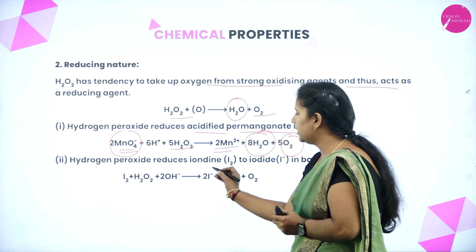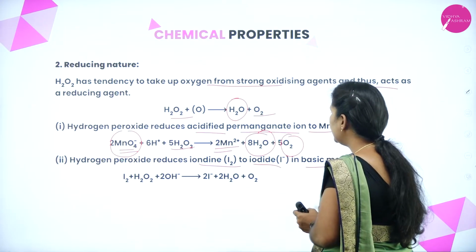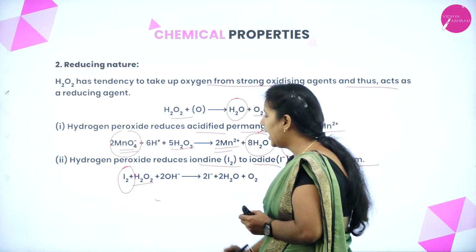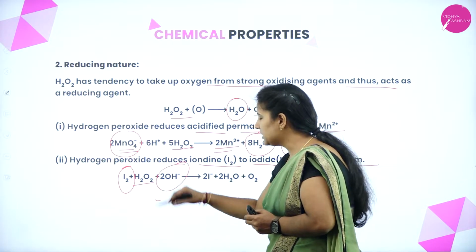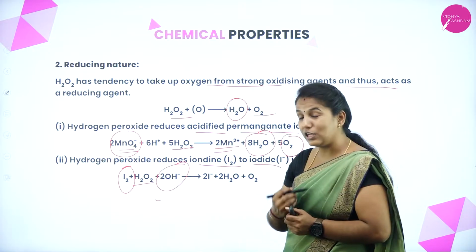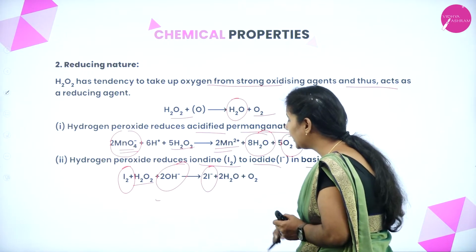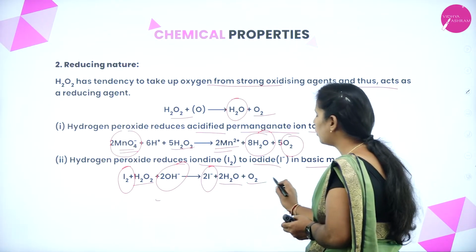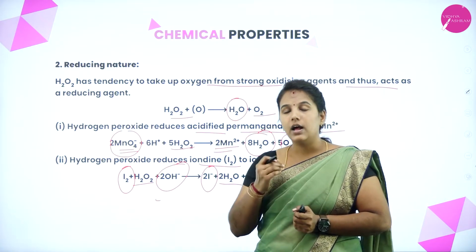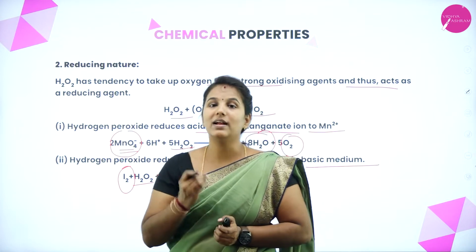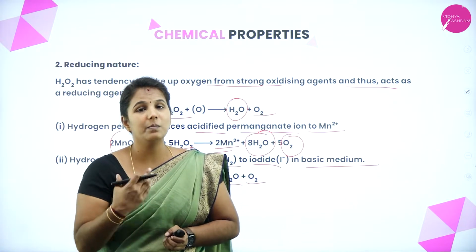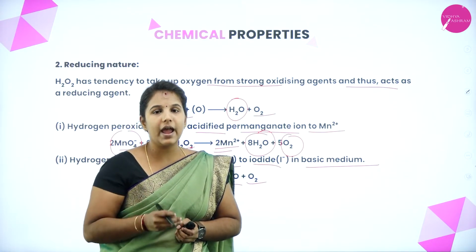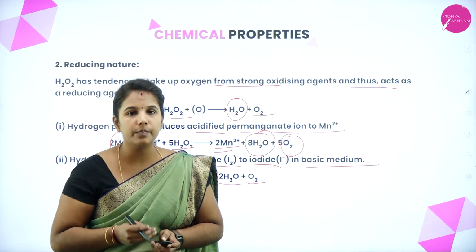Hydrogen peroxide can also reduce the iodine to iodide in the basic medium. You can see here iodine will be there, which is allowed to react with what? Hydrogen peroxide. In a basic medium, what will happen? This iodine gets converted into iodide ion with the formation of water and oxygen. This shows that our hydrogen peroxide can act as a reducing agent in the basic medium also. So, now we have understood the oxidizing and reducing nature of hydrogen peroxide.